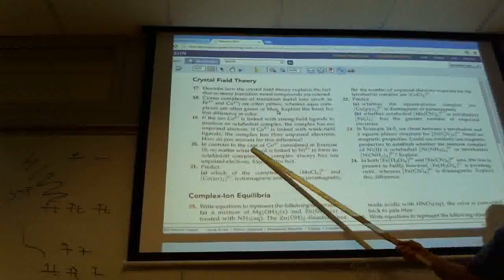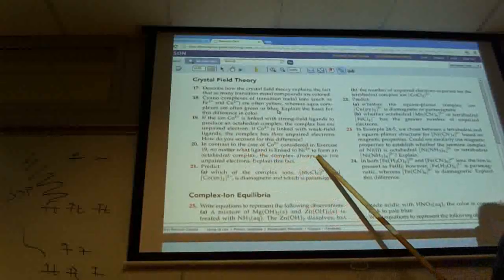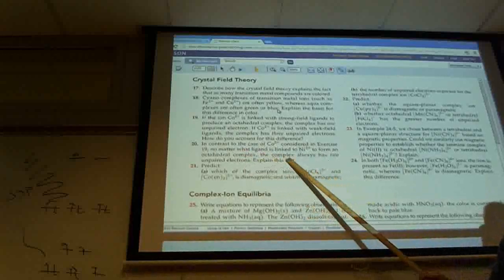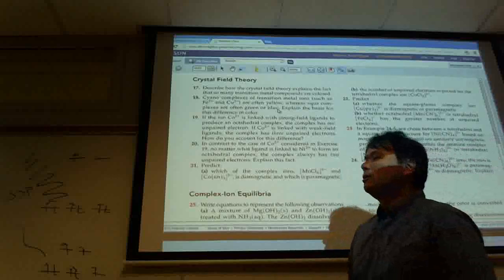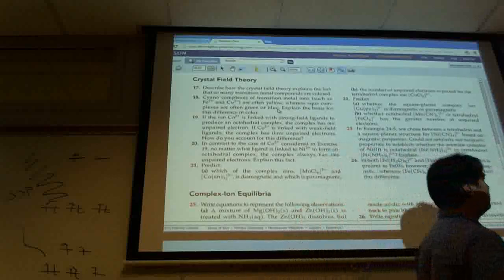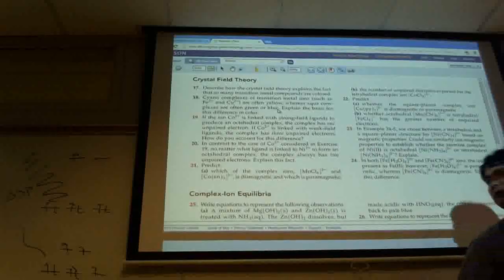20, in contrast to the case of cobalt-2 considered in exercise 19, no matter what ligand is linked to nickel-2 to form an octahedral complex, the complex always has 2 unpaired electrons. Explain this fact. Well, let's see. Nickel-2 has how many d electrons? D8. So let's go ahead and do that.